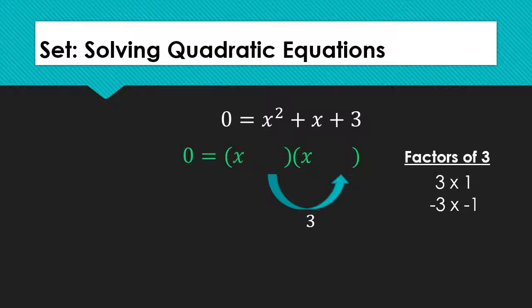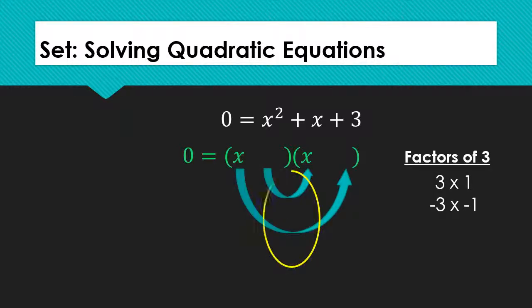We know already that we can't use the negatives because we need the sum of the products of our first and last terms to equal positive 1x. So when we multiply the first times the last term and add that to the product of the other first and last term, we need that to be a positive 1. And if we use the negatives, we would be adding negative 3 to negative 1, which would be negative 4, not positive 1. So our only option really would be the positives.